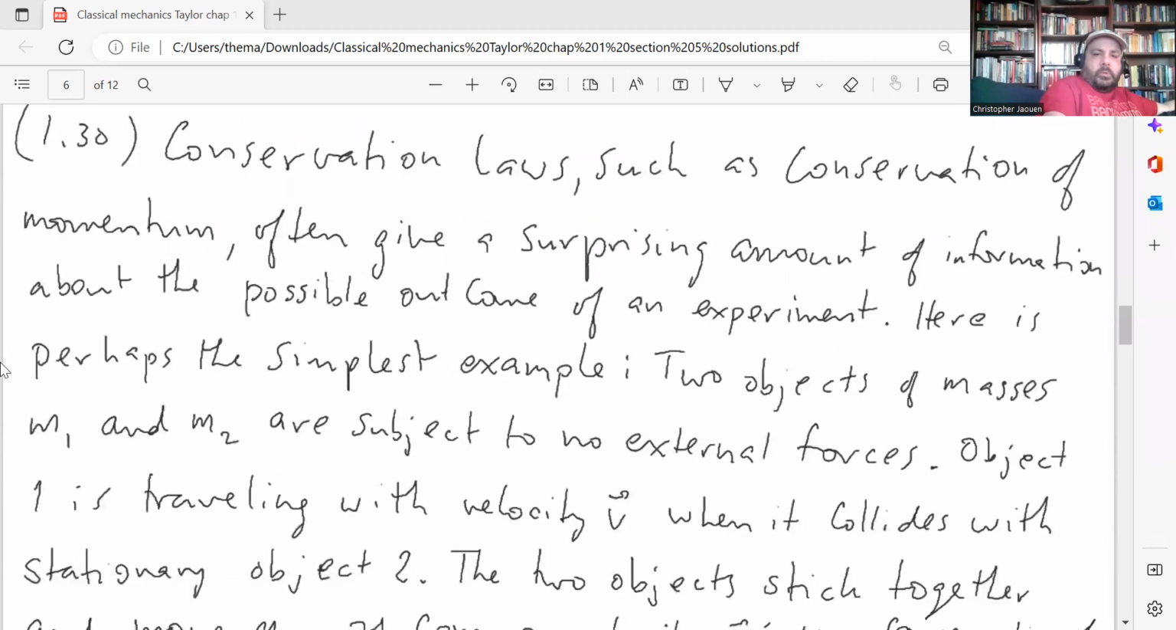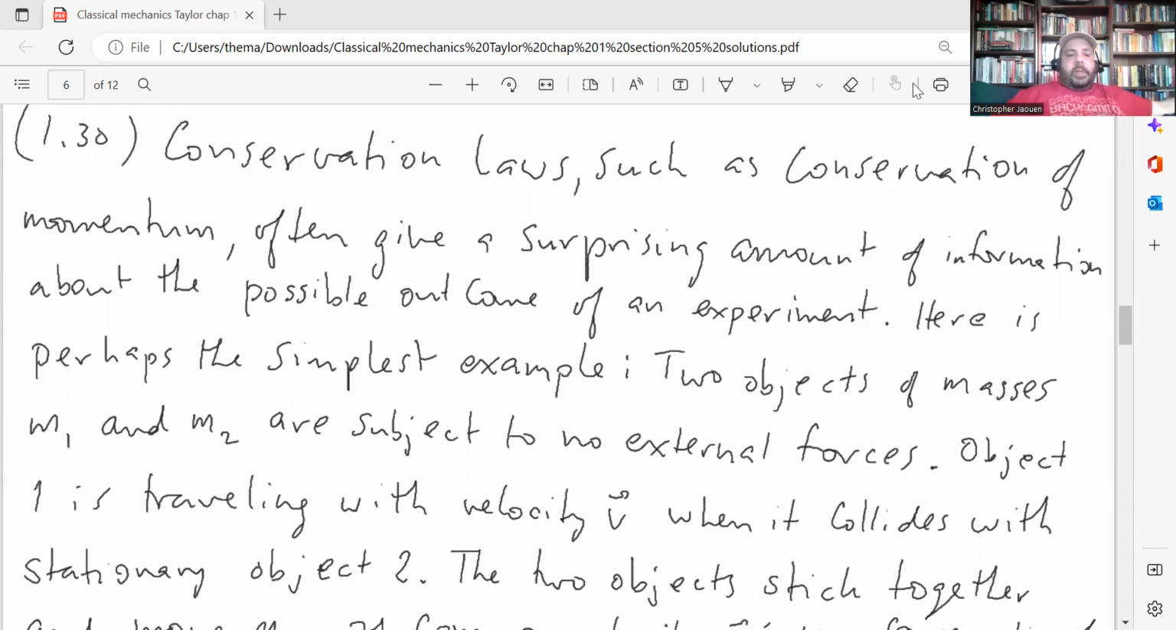Let me read out question 130, which says: conservation laws, such as conservation of momentum, often give a surprising amount of information about the possible outcome of an experiment. Here is perhaps the simplest example.